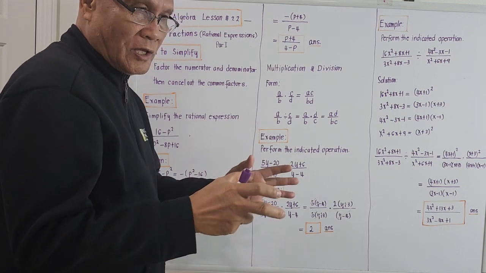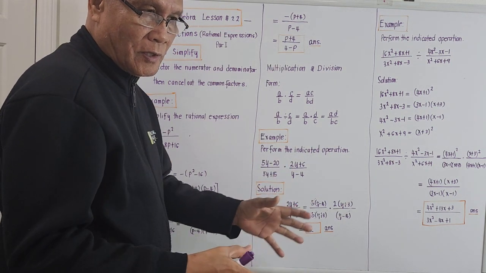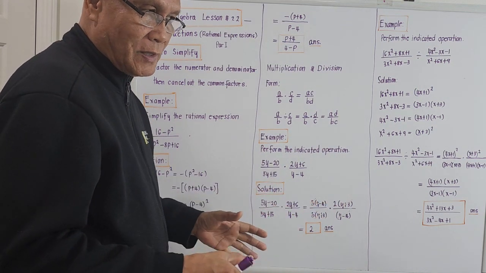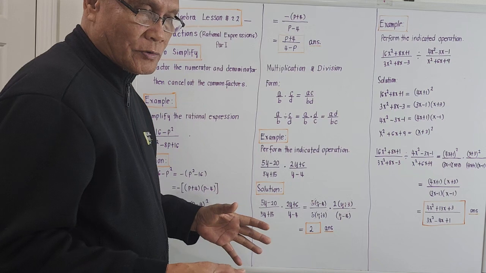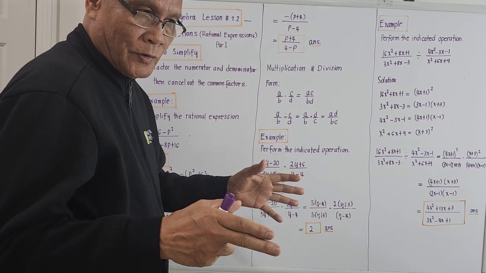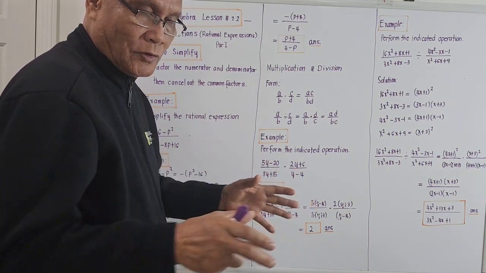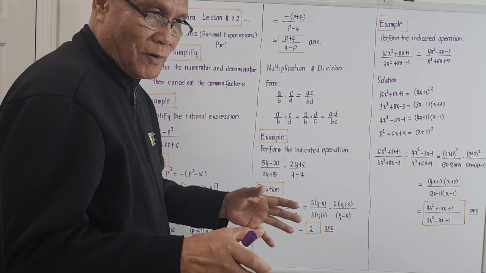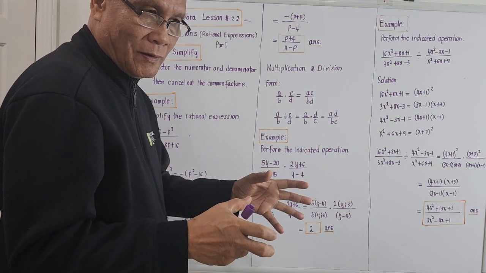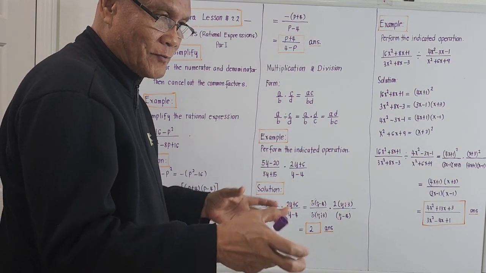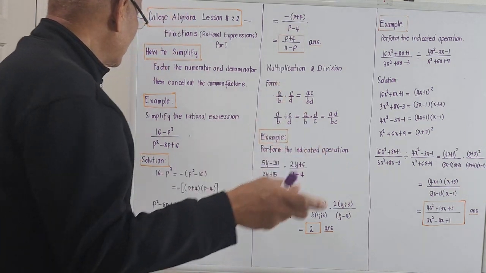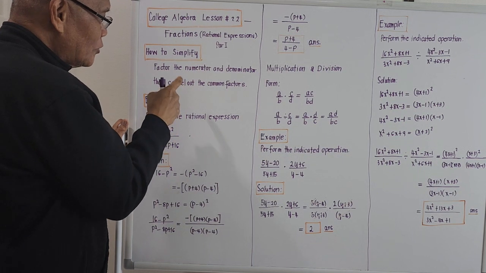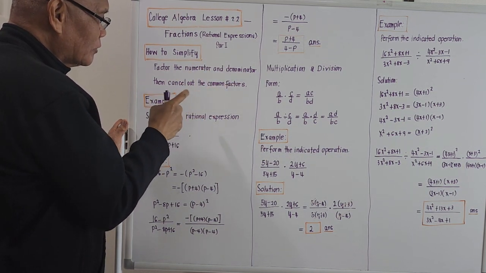fractions. That involves a more complicated thing, a polynomial over a polynomial. A polynomial is an algebraic expression that contains so many terms. In the simplification of that, there is a rule on how to simplify a polynomial over a polynomial. This is the concept: factor the numerator and denominator, then cancel out the common factors.